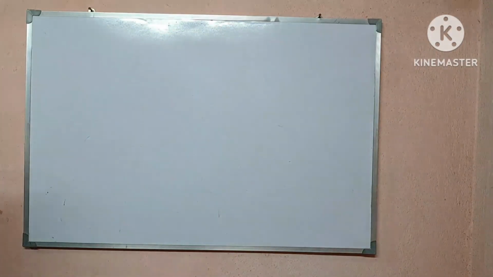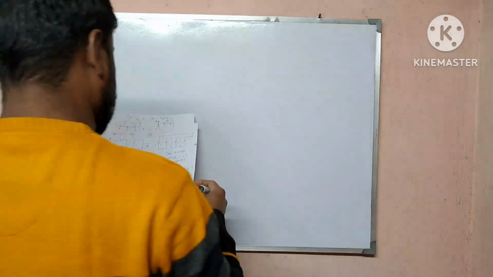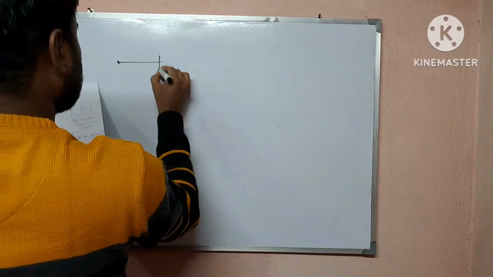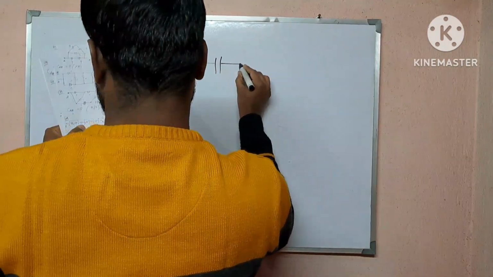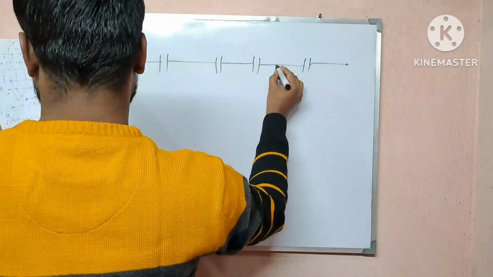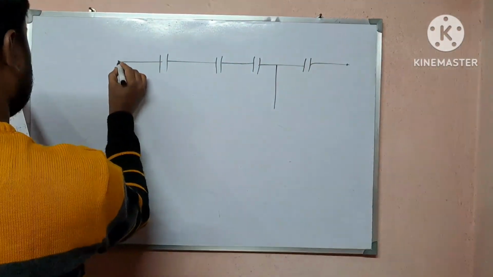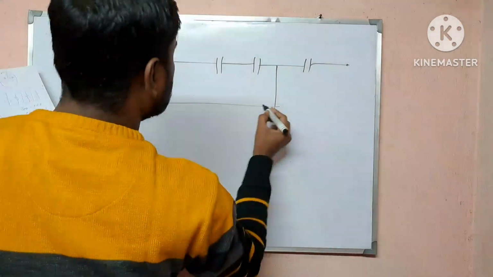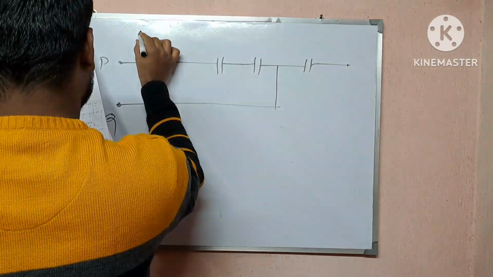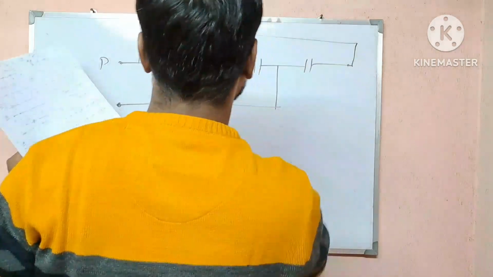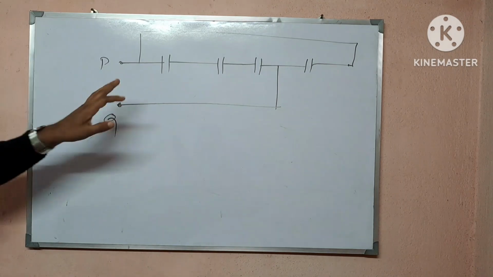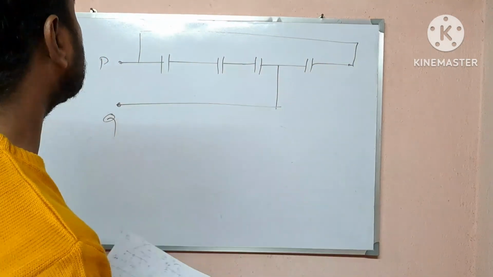Now we'll take another example. Let's say these are the 4 capacitors. 1, 2, 3, 4. And this is P. This point is Q. You have to find the equivalent capacitance between the points P and Q, each of capacitance C. How will you calculate, sir?